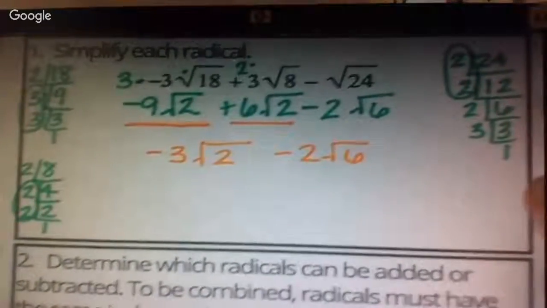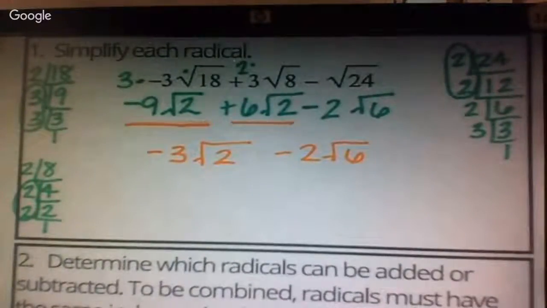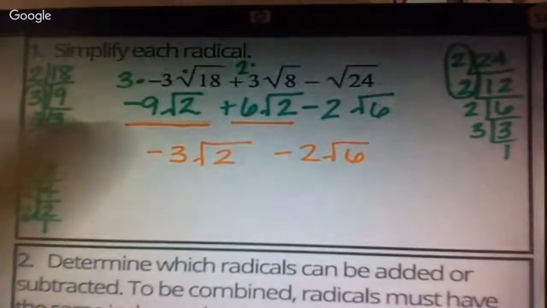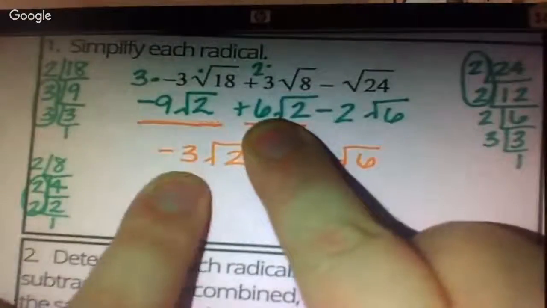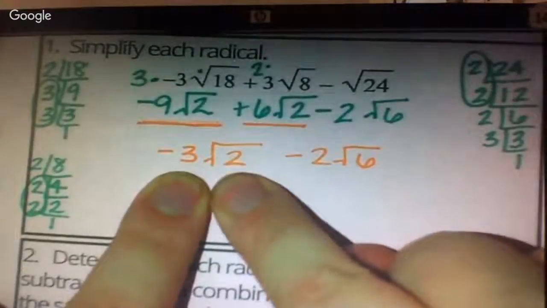That's -3 squared. Okay, so if I had -7x and 2x, you would take -7 plus 2, which gives you -5, and you keep your x. Same thing happens here. I take -9 plus 6, which gives me -3, and keep your square root of 2.